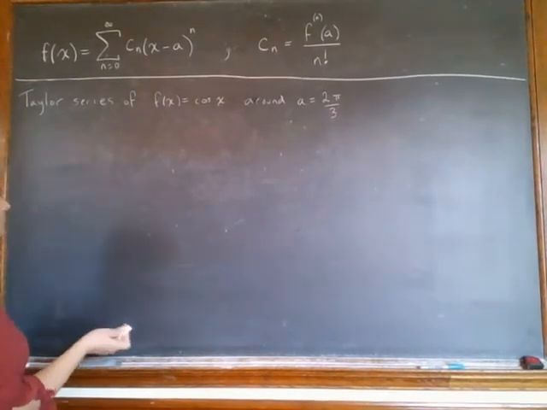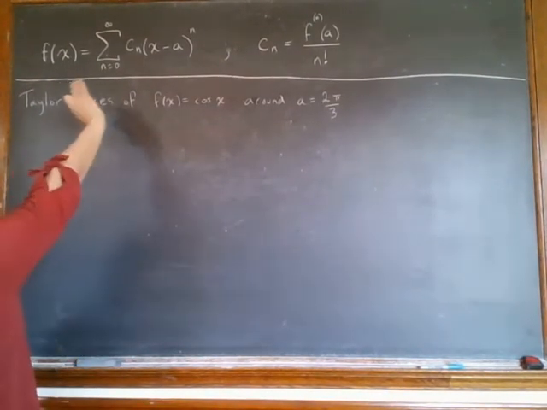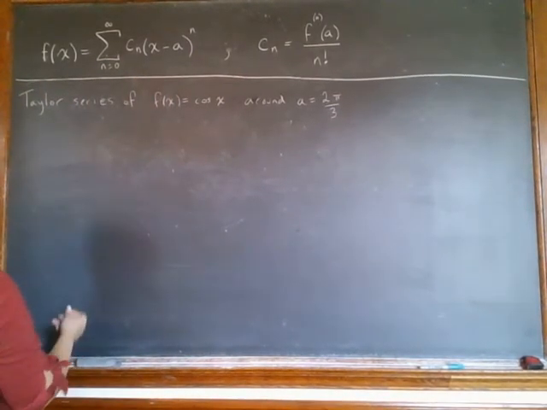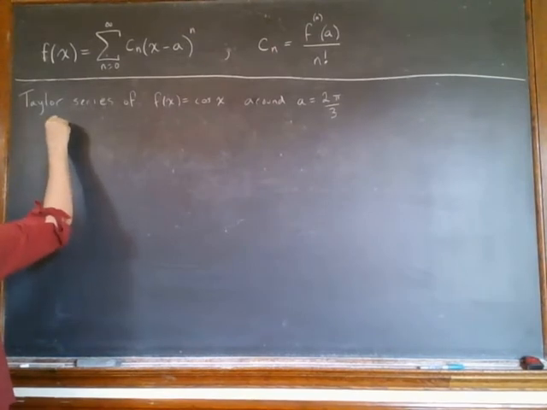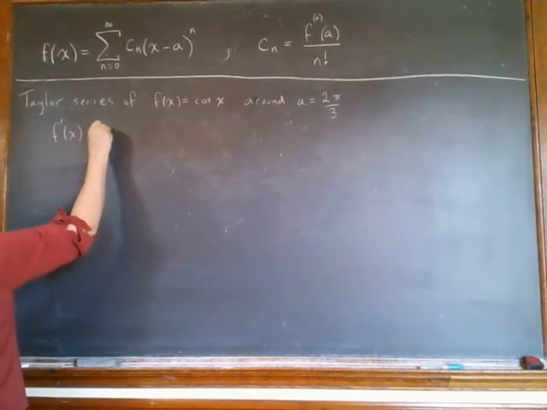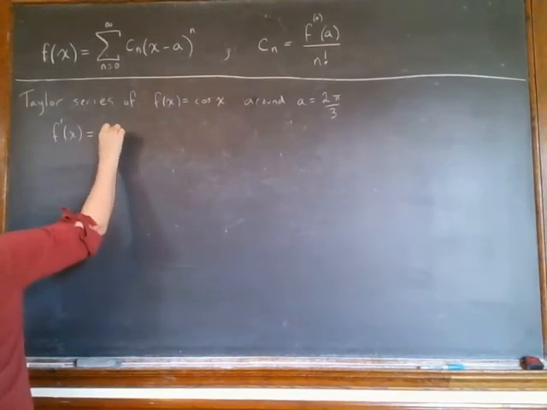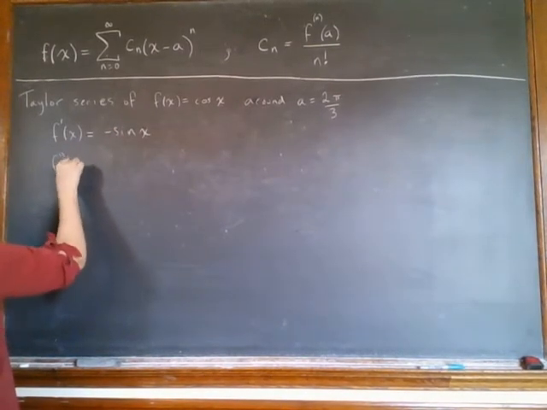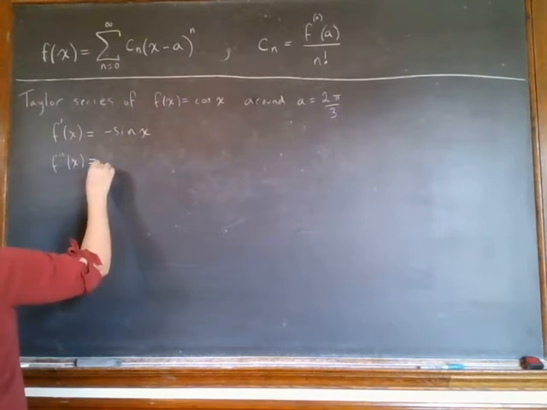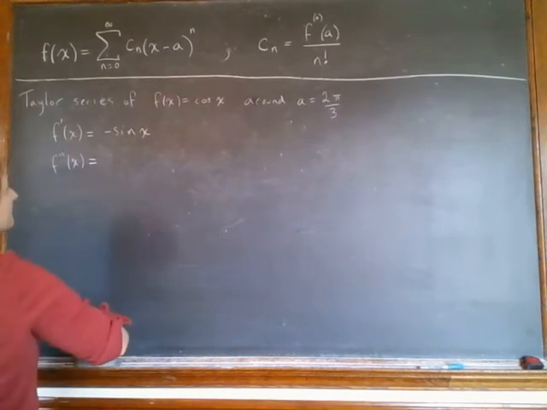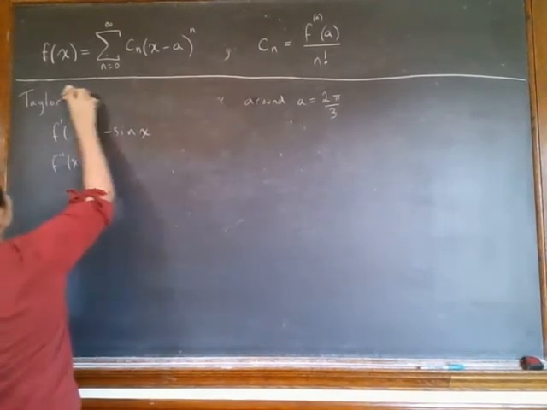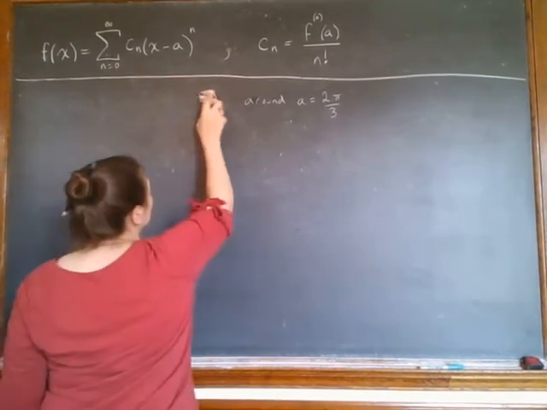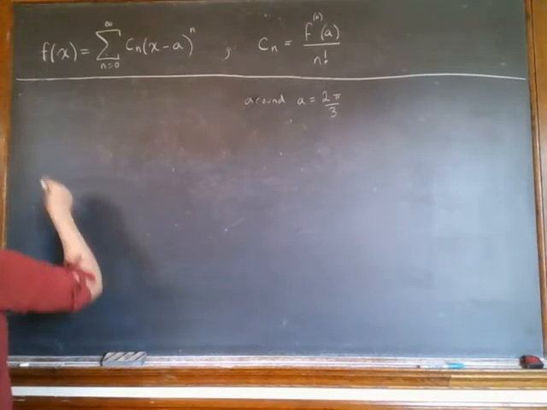Okay, so what we're going to do, though, we're still going to use the same procedure. We're going to find successive derivatives. The derivative of cosine is negative sine. Derivative of, you know what? Let me write it like this, so it's a little bit easier to see.